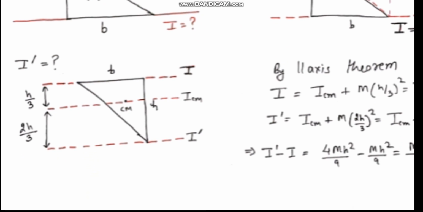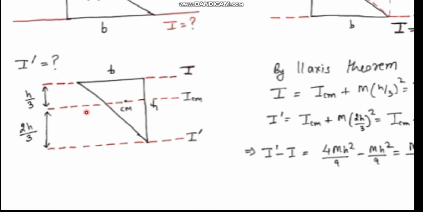Now first I will find I dash. To find I dash, I take the other plate which I placed. For this plate, if I choose this as the axis, the moment of inertia is I, which we want to find, and this we have assumed as I dash. I will relate I with I dash. For that I will use the parallel axis theorem. For this plate, the center of mass is at a height h by 3 from the base. So if this is height h, then this is h by 3, and obviously this will be 2h by 3.